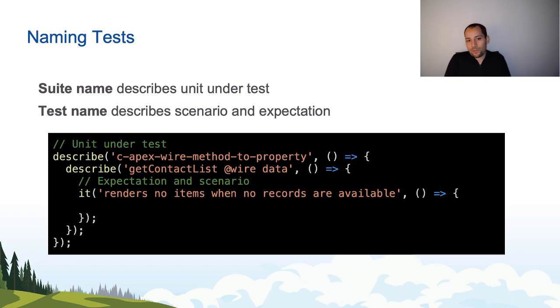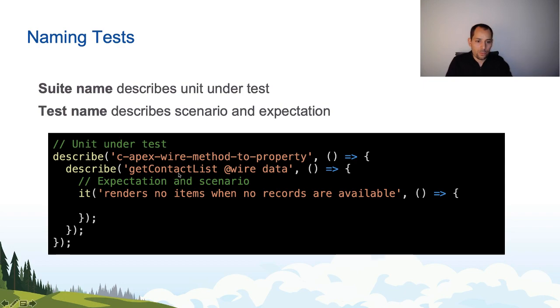There are two things you have to pay attention to. The first thing is how you name your suites. Generally, I recommend you have the top level suite as the name of your component, and then you can have other sub-suites, like we have in this example here, which are covering specific groups of scenarios for testing.